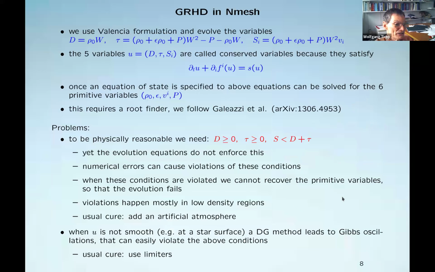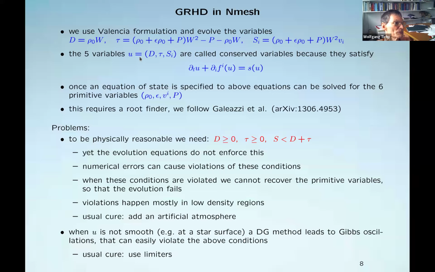Okay, so the next thing I should talk about is, since we want to do neutron stars, and I mentioned already that there was a simulation just now, how do we do this? Well, we use the so-called Valencia formulation. That means we have certain evolution variables, called here D, tau, and S, which are mass density, energy density, and momentum density. And these are the variables we actually evolve.